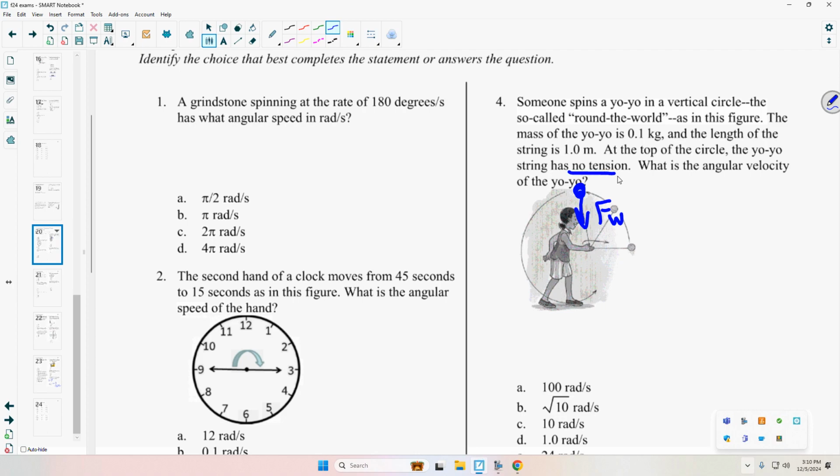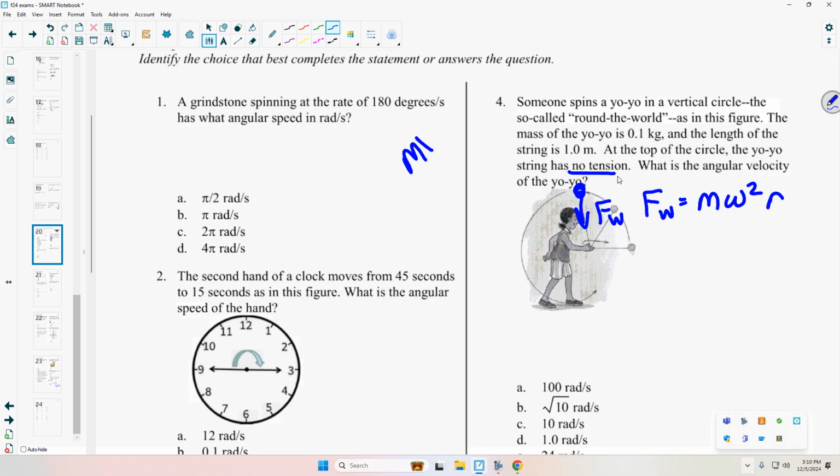If you've ever done a yo-yo like this or swung anything around in a circle, you know as it goes up high, the string can go slack, right? If you do it slow enough, the string will sort of relax at the top of the trajectory. Anyway, the force weight is towards the center of the circle. It's a center-seeking force. That is our centripetal force. So even though this problem looks complicated, it's really not. The force weight is our centripetal force, which is m omega squared r.